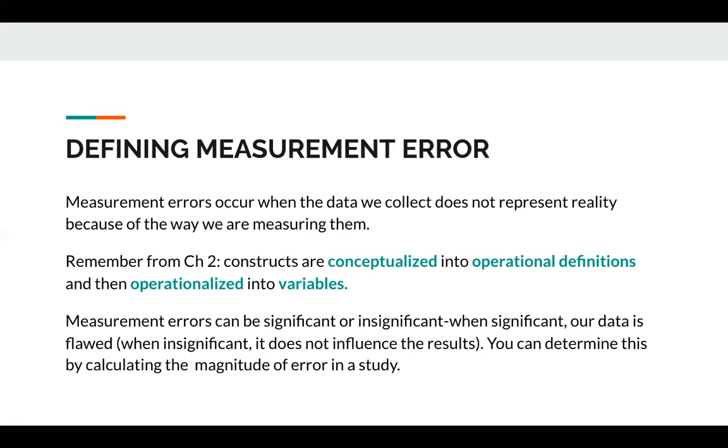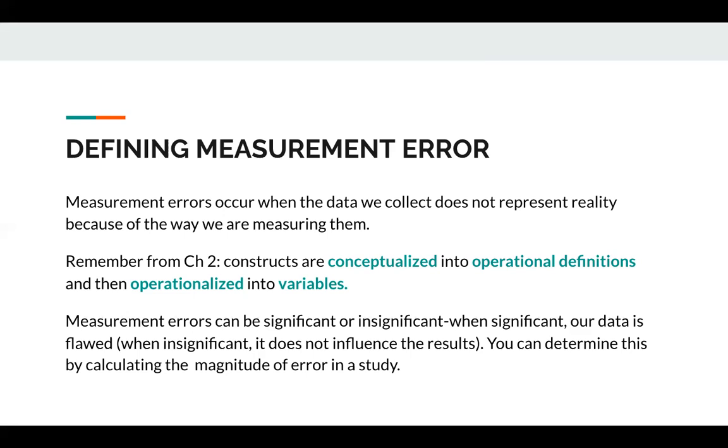When it's significant, it is important because that means your data is flawed. You've collected data, it turned out to be a really big misunderstanding error that has occurred in the data, and your data is now flawed, and therefore the results that you might make on the basis of that flawed data would be incorrect and inaccurate. However, if your measurement error is insignificant, it just means that, yes, this error did occur, but it ultimately does not influence the results.